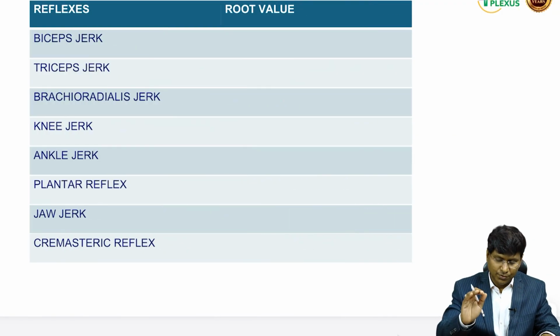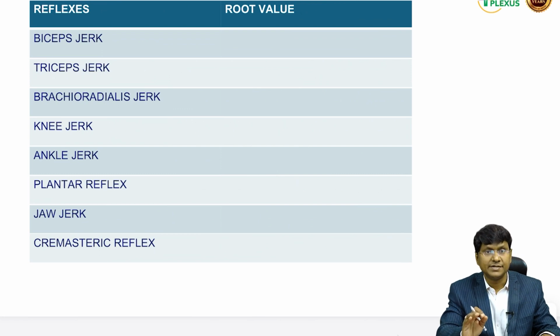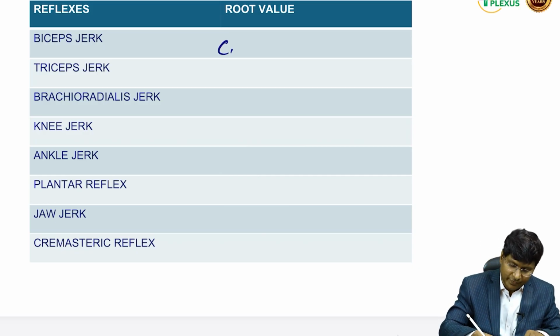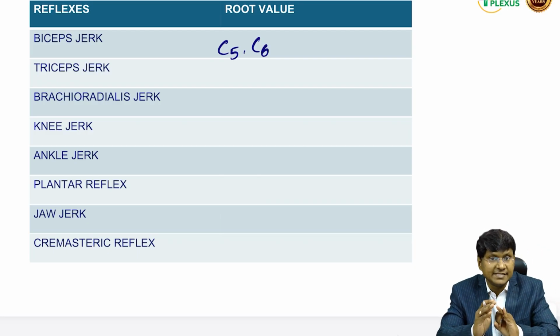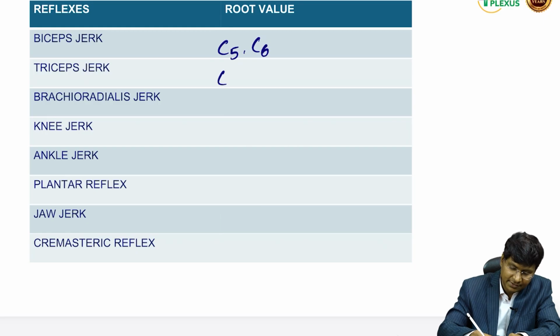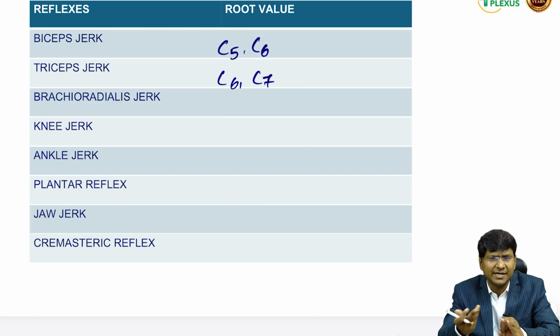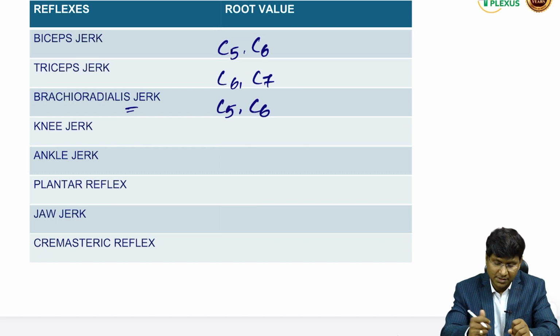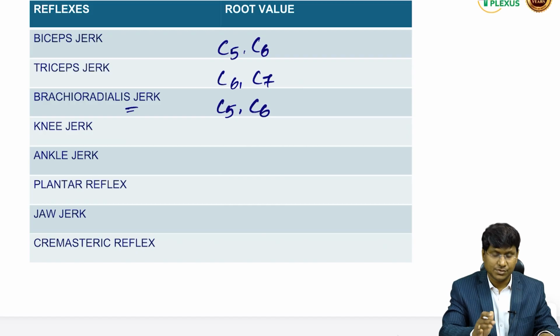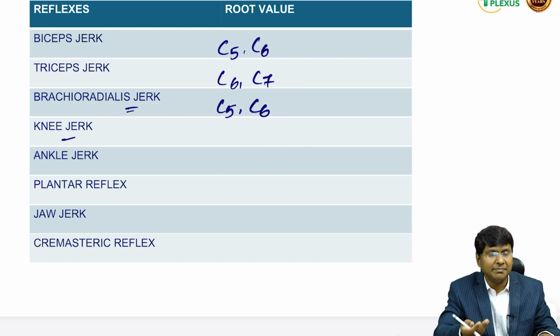So now you need to know what are the various root values of various deep tendon reflexes. First and foremost, you take the biceps jerk. The root value is C5 as well as C6. And the triceps jerk, the root value is mainly C6 as well as C7, and to a certain extent even C8 as well. And brachioradialis jerk or the supinator jerk, that will be C5, C6 again, similar to that of the biceps. So this will be the upper limb deep tendon reflexes.